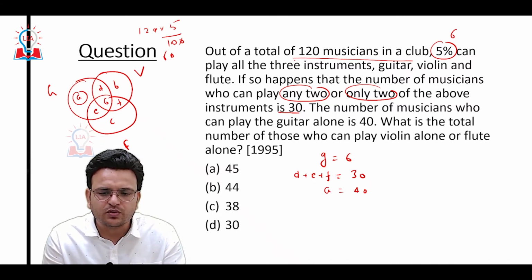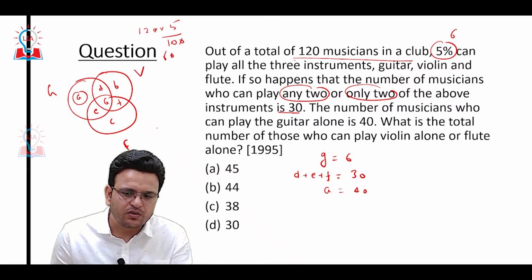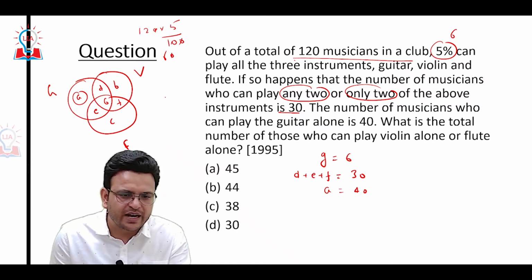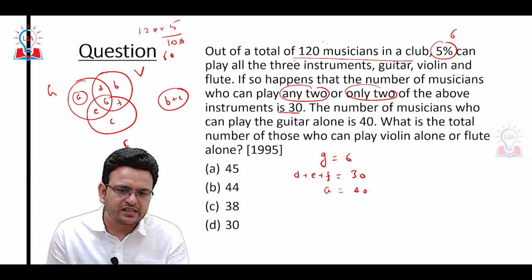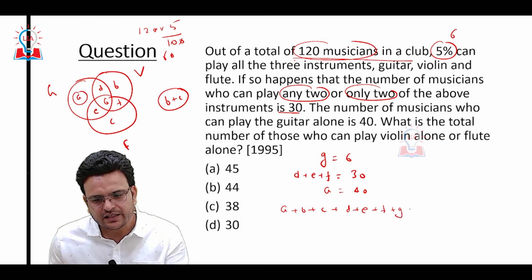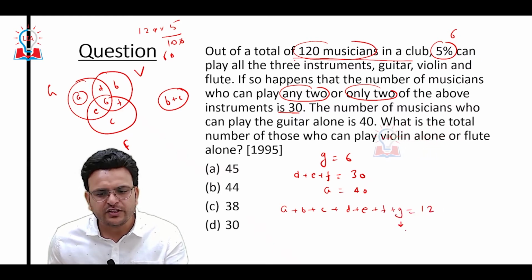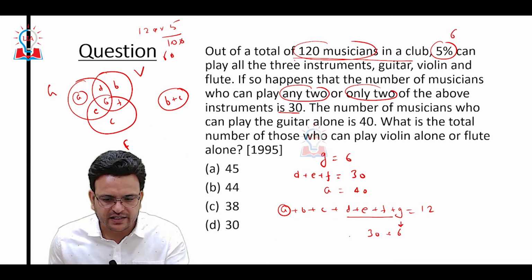So what is the total number of those who can play violin alone or flute alone? So we have to get a value of B plus C. We know that total musicians are 120. So we know that A plus B plus C plus D plus E plus F plus G equal to 120. G we know that 6. D, E, F we know that 30. And A we know that is 40. Then we can get B plus C.